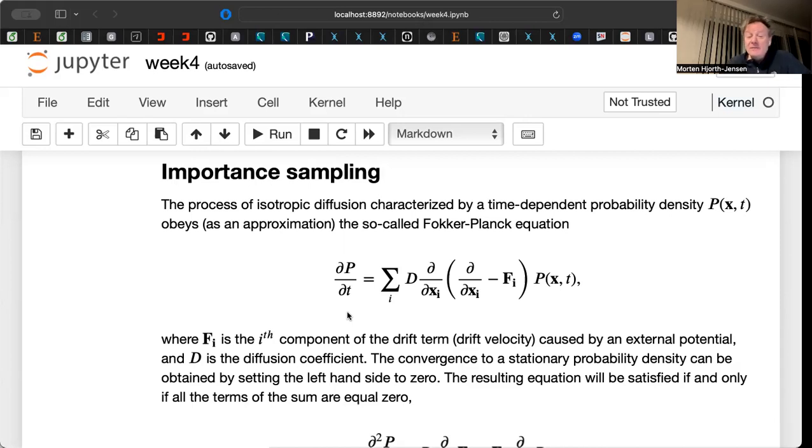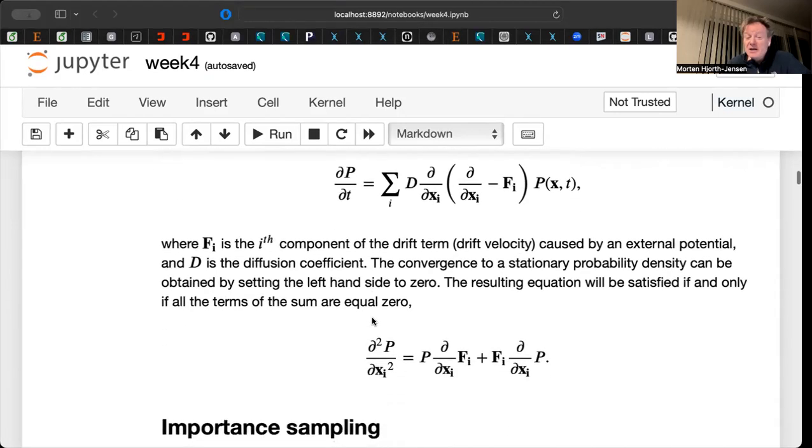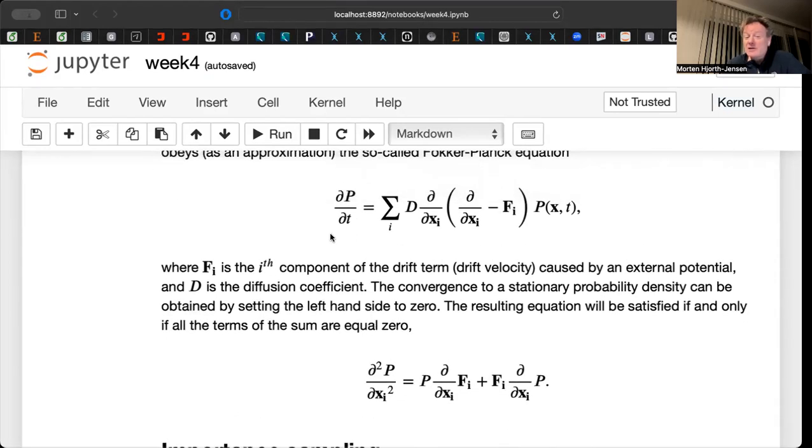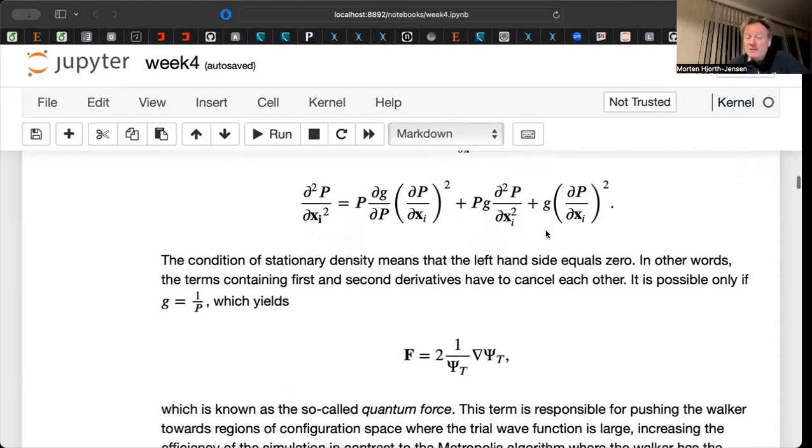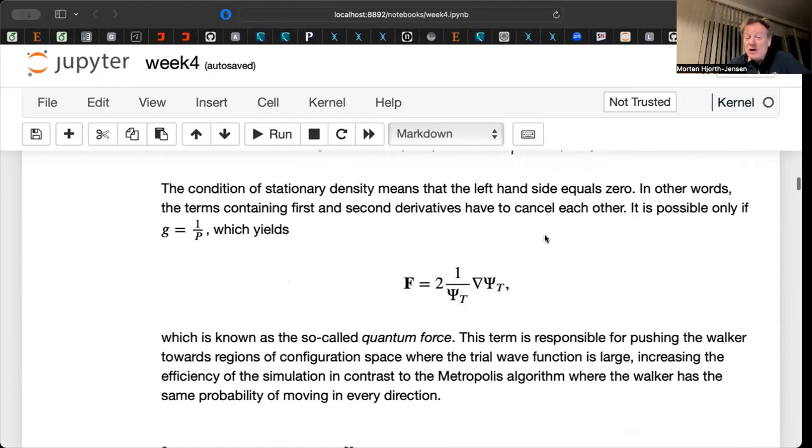Now, when you have reached the steady state, then there is a requirement that the left-hand side of this equation should disappear. And that puts some additional requirements on the second derivatives and this force which we have introduced here, which then leads, when we simply go through the algebra, to an expression for this F, which in our case is normally labeled the quantum force, because the probability we have is given by the wave function squared. That's the probability distribution for being in a specific position.